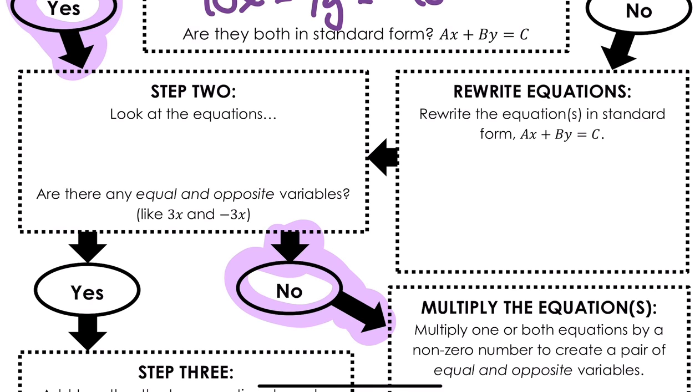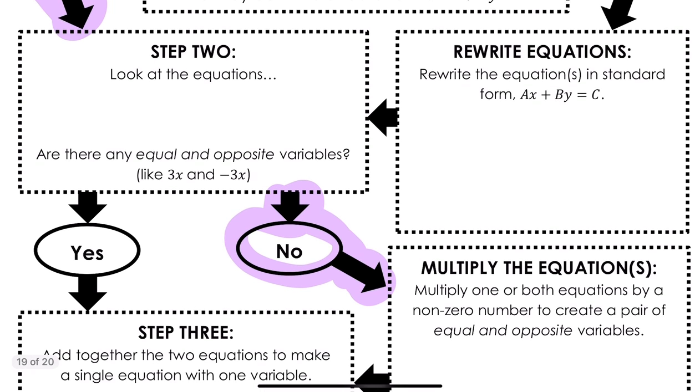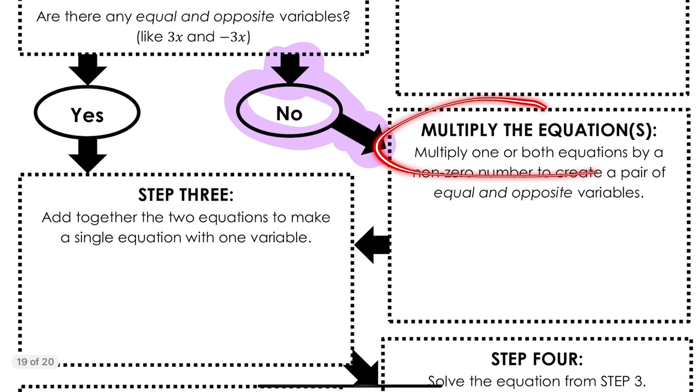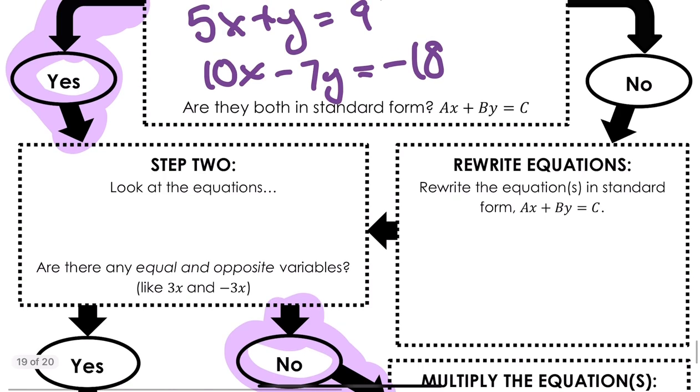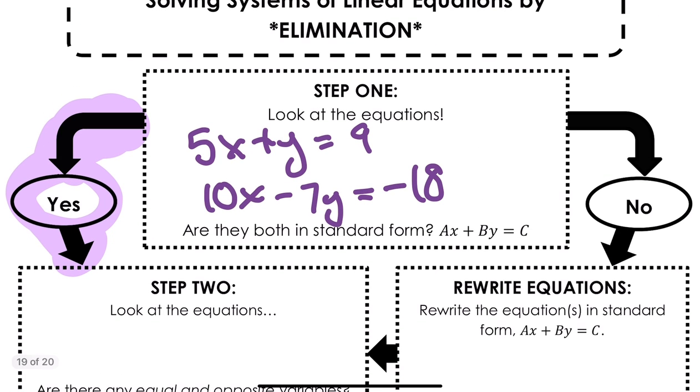Okay. Takes us down to our next step, which is multiply the equations. So we're going to multiply one of our rows by a non-zero number so that we get equal and opposite variables. So let's take a look at this. You are going to want to go for the one that looks the easiest to change. So we have a 5 and a 10 and a y and a negative 7. Remember, there's an invisible 1 there. So I think that the x's will be easiest to change here. We have a 5 and a 10.